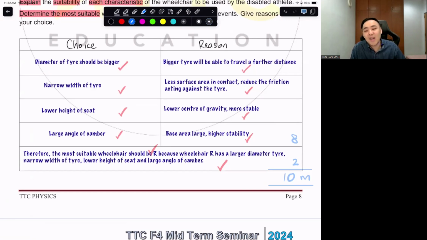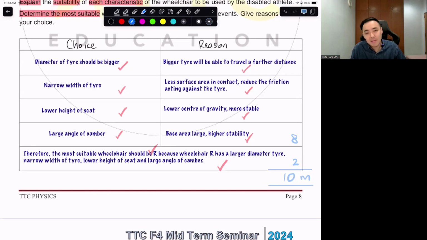Hospital wheelchair, don't ask one. No. Nobody asked for hospital wheelchair. That's not your chapter 2. Lower center of gravity means it's more stable. This is what you learn in stability, chapter Form 2, I think, or Form 3 chapters. Are you done?